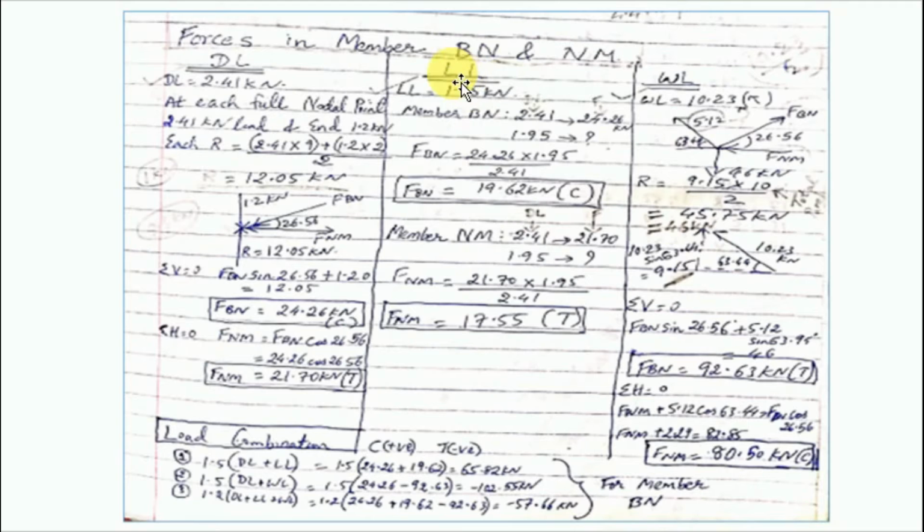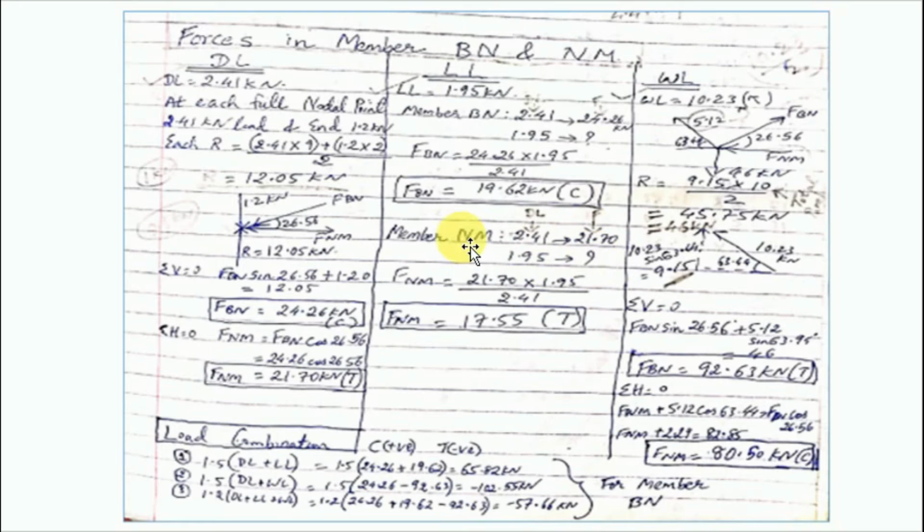Similarly we will be doing for live load. Live load we have already calculated 1.95 kilonewton. Cross multiplying, we have 2.41 for 24.26 as a dead load we have calculated. Similarly cross multiplying we get it for live load. So here is the BN force for live load.